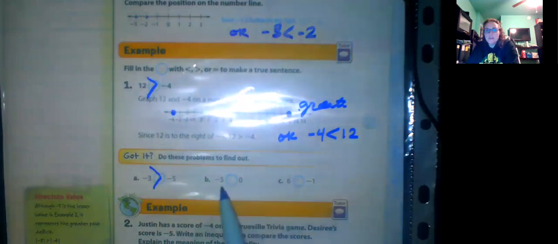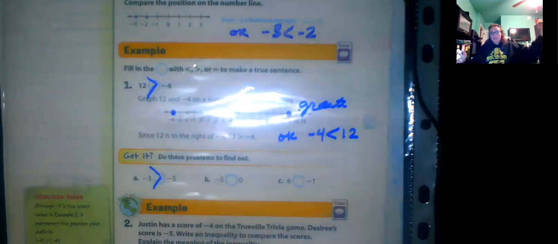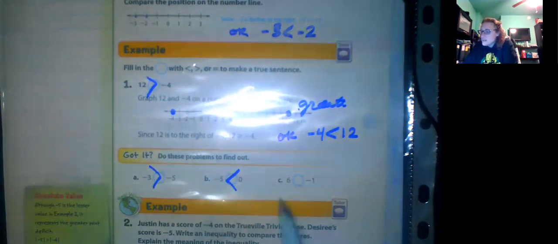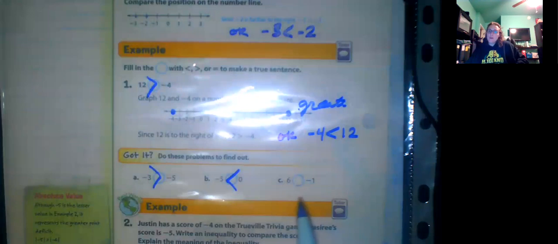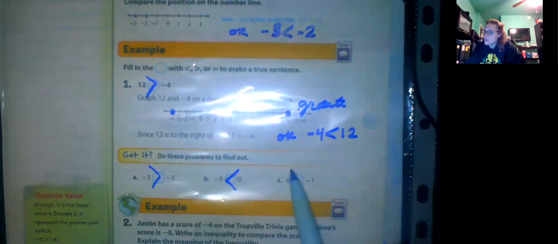Okay, -5 to 0. Think of it on a number line. -5's way on the left, 0's in the middle. So that means 0 is greater, or -5 is less than 0. You're owing somebody $5, or you don't owe anybody anything. 6 compared to -1. If I have $6 in my pocket, or I need to give somebody $1. I don't want to do that. So 6 is better.